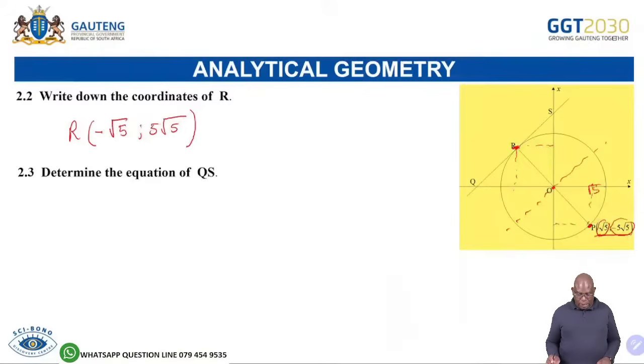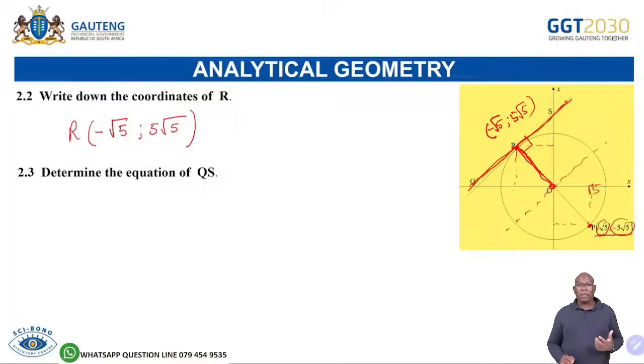Now determine the equation of QS. Now I know that this one is negative root 5. The other one is 5 root 5. That's at R. Now I need to find the equation of QS, the equation of this line. It's a tangent. What do I know about the radius from the center of the circle and the tangent? They are perpendicular. If they are perpendicular, if I know the gradient of this line, then I'll know the gradient of that line. Then I can substitute the point.